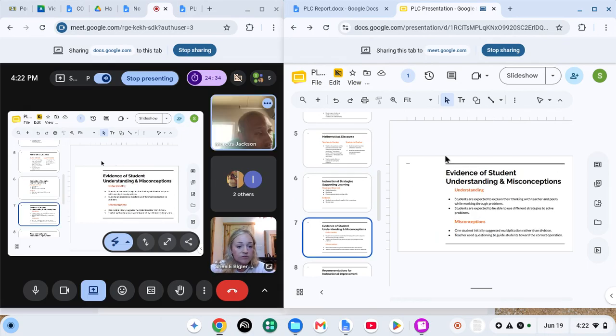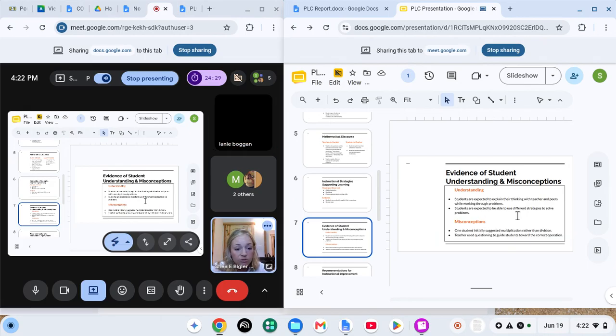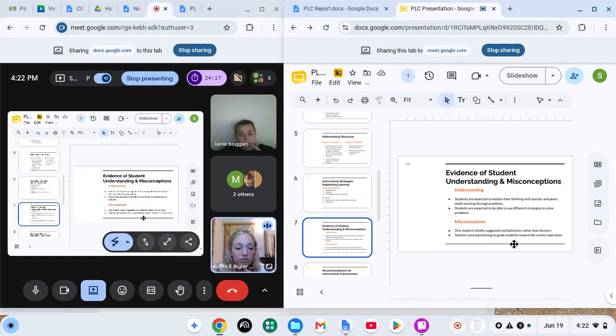The evidence of student understanding and misconceptions. So, the understanding: students were expected to explain their thinking with their teachers and peers. Students were expected to be able to use different strategies to solve the problems. And then in the misconceptions, I added that I noticed one student initially suggested multiplication whenever she was looking for division. And then the teacher just used questioning to guide the students towards that correct operation she was looking for.